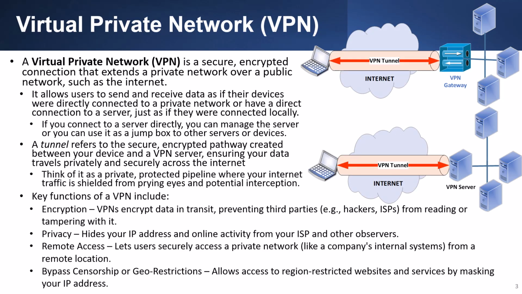A virtual private network, or VPN, is a secure encrypted connection that extends a private network over a public network, such as the Internet. It allows users to send and receive data as if their devices were directly connected to a private network, or to have a direct connection to a server just as if they were connected locally. If you connect to a server directly, you can manage the server, or you can use it as a jump box to other servers or devices.